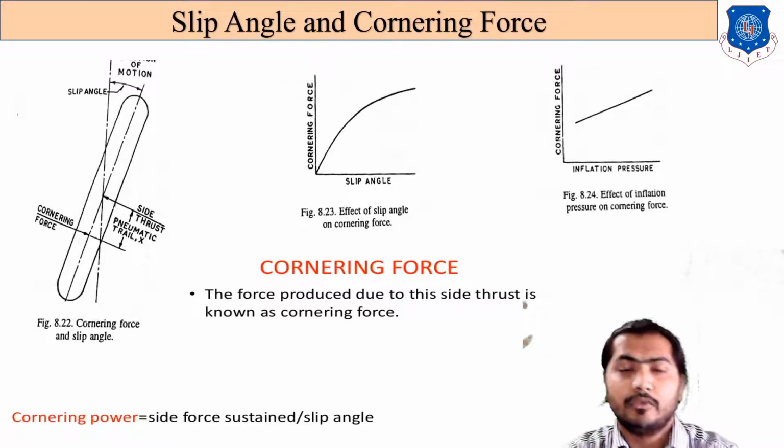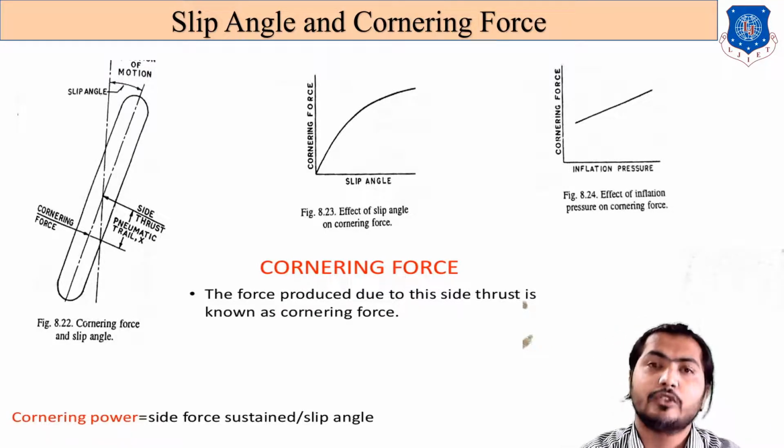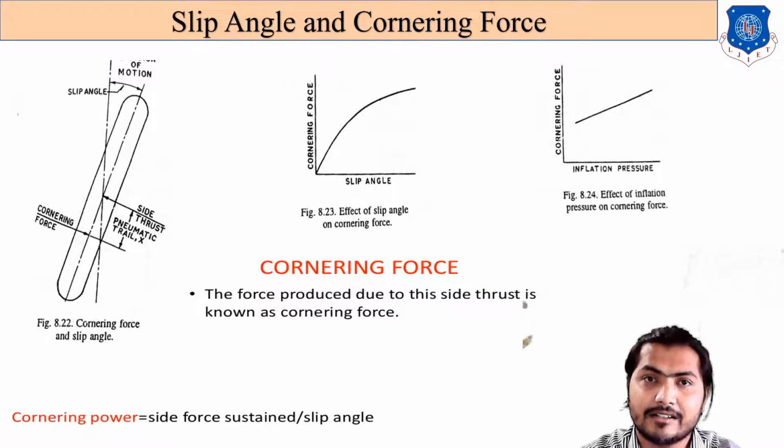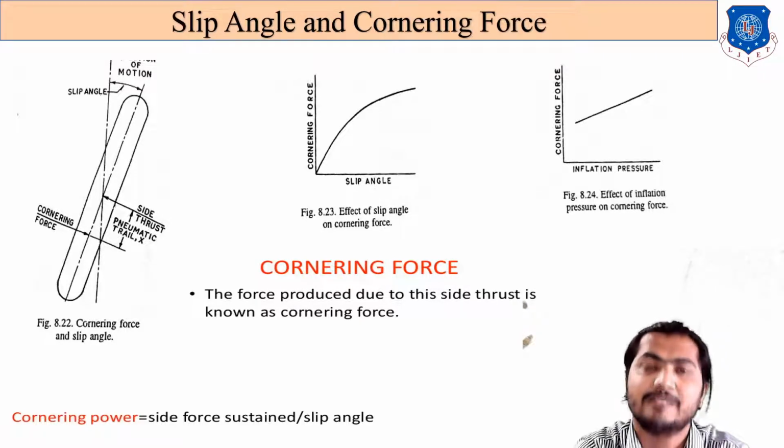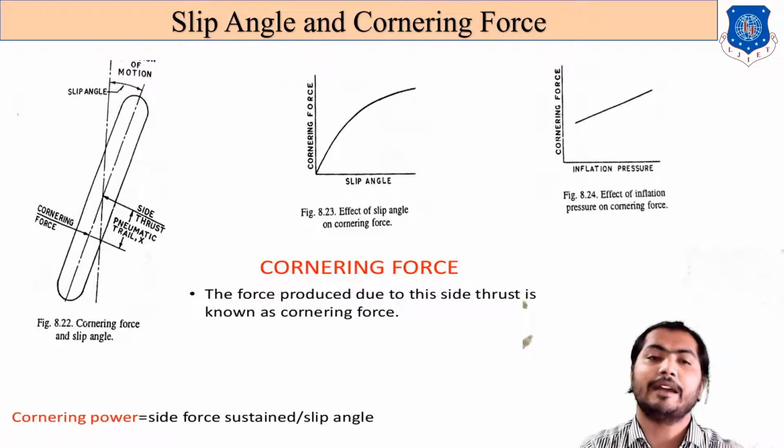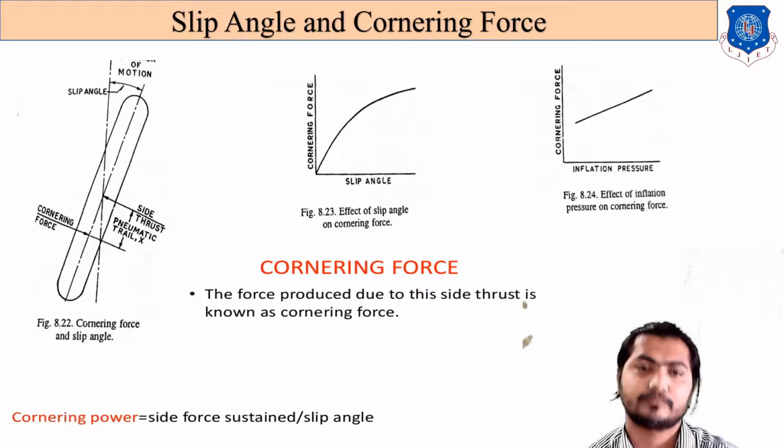So what happens? To compensate or sustain that side thrust, the angle made by the tire in the plane of the wheel, that angle is nothing but the slip angle. How is it made by the tire? Because the tire has a distortion capacity, it is flexible. The tire is flexible and makes a slip angle with the motion.